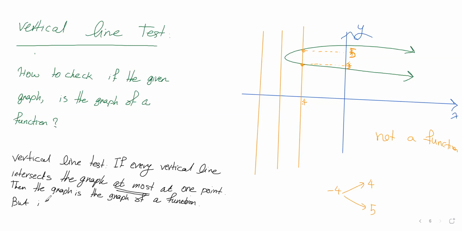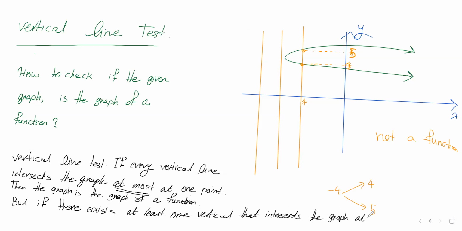But if there exists at least one vertical line that intersects the graph at more than one point, then it is not the graph of a function.